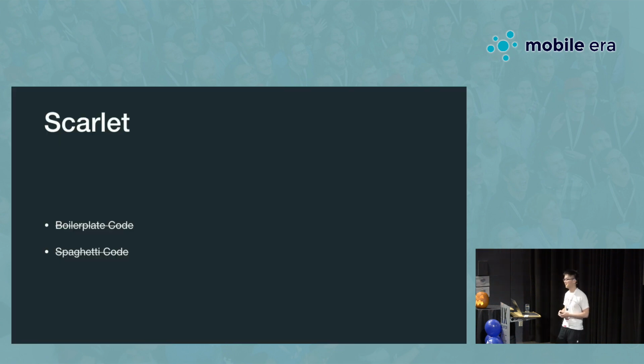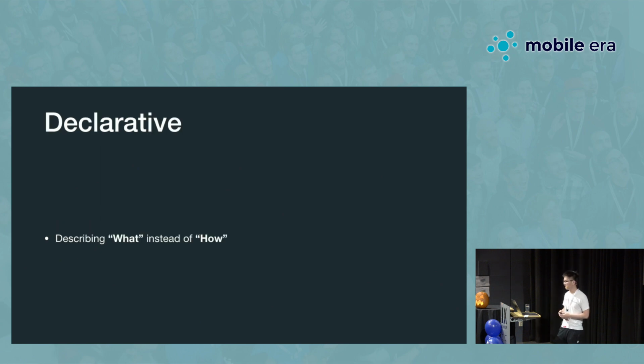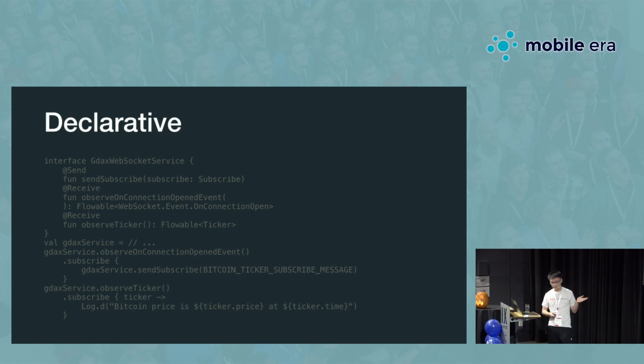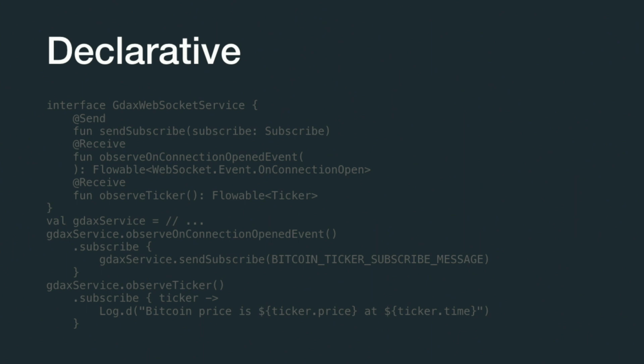Scarlet is here to help. Scarlet is the first WebSocket library that minimizes the boilerplate code and spaghetti code that you need to write. It's declarative, so you only need to declare what your endpoint looks like, and Scarlet will implement it for you. And it reduces boilerplate code to as few as 10 lines of code. As you will see later, this is all you will need to integrate any WebSocket APIs.